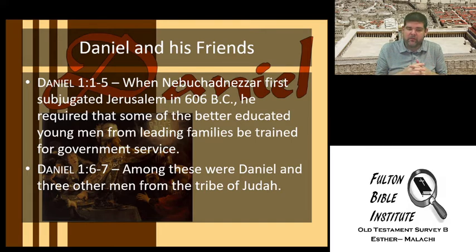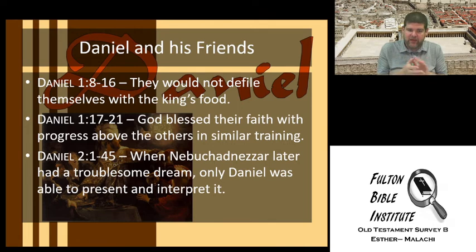Among these were Daniel and 3 other men from the tribe of Judah. These are the 3 men we know as Shadrach, Meshach, and Abednego. It's always interesting to me to notice that we know Daniel by his Hebrew name, but we know Shadrach, Meshach, and Abednego by their Babylonian names rather than their Jewish names. Verses 8 through 16, we see that Daniel and his friends would not defile themselves with the king's food. They refused to eat it.